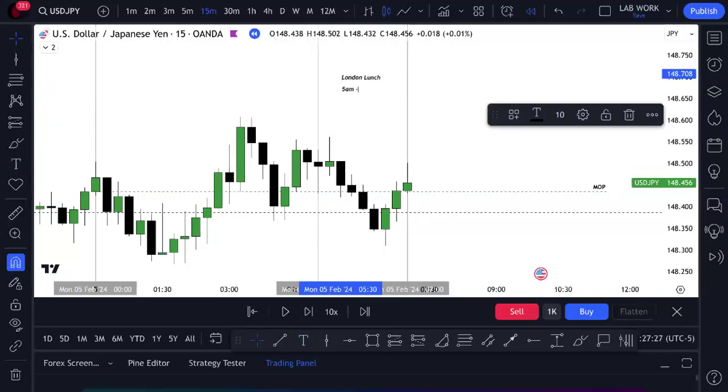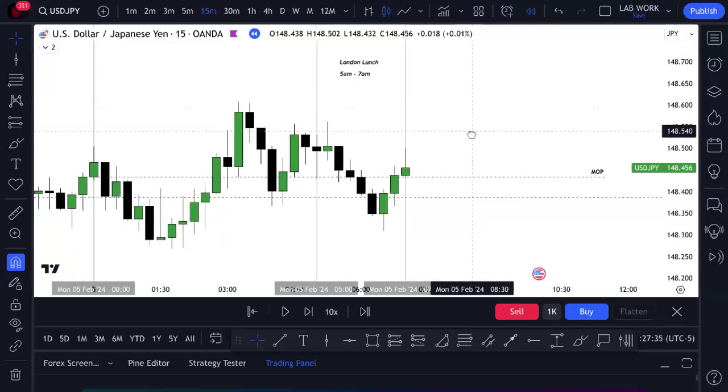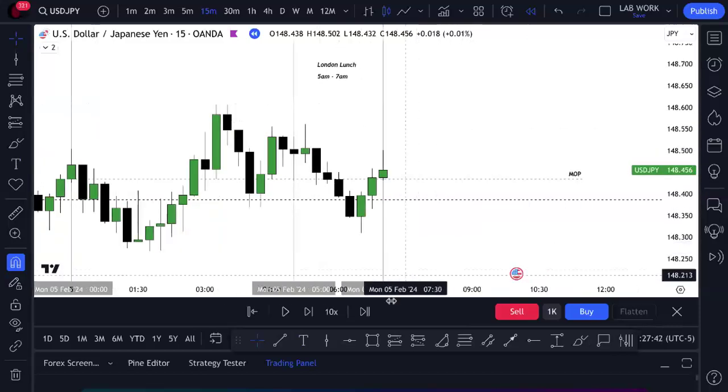That's going to be 5 a.m. to 7 a.m. It's a very simple idea. Not to say it happens every single day on the pair that you're watching or tracking, but it does happen pretty often. 5 a.m. to 7 a.m., we're going to mark off our liquidity pools via the 15-minute time frame.